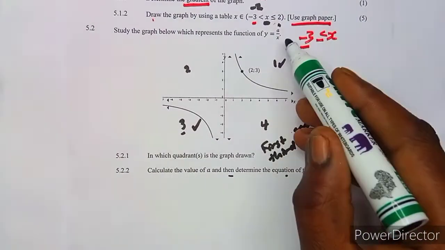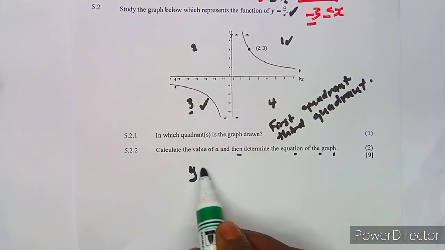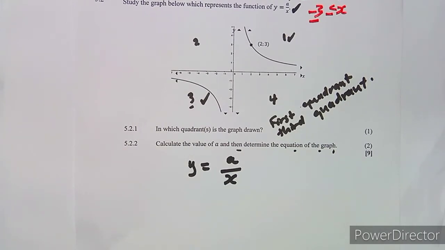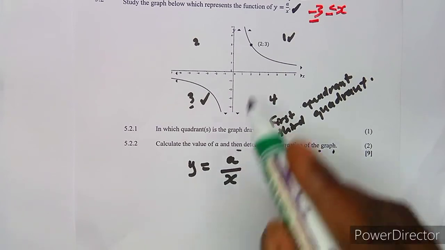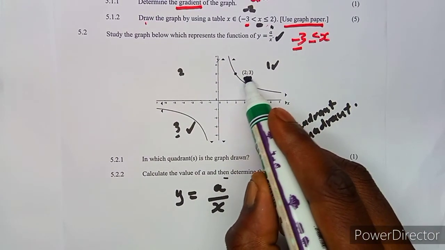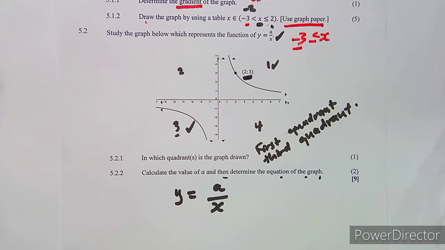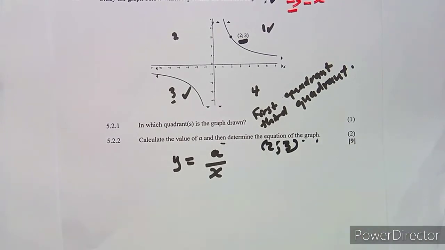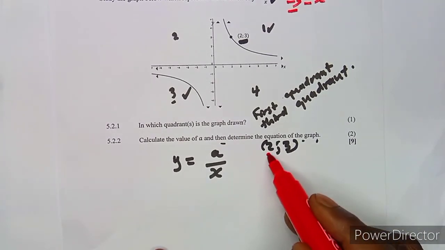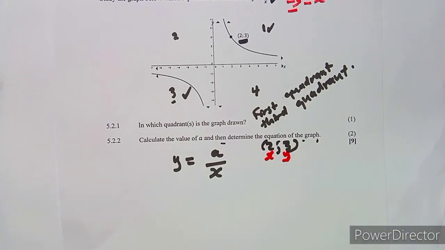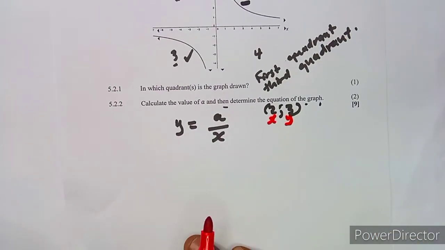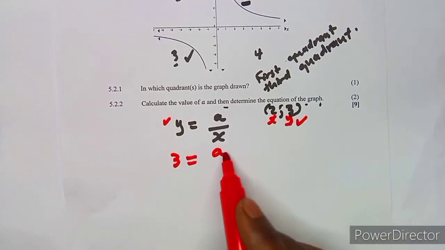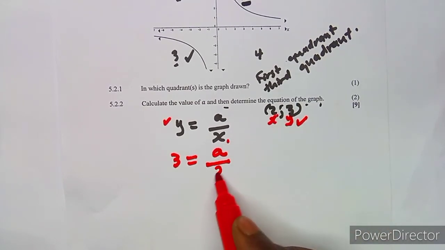Okay, we are given this equation, guys, which is y is equal to a over x. So how can we determine the value of a? You are going to substitute a point which is on the graph. There's a point here which is on the graph, which is 2, 3. So this point represents that x is equal to 2 when y is equal to 3. That is what it means. So I can use this as an advantage. In place of y, I'm going to substitute 3 is equal to a over x, which is 2, like this.